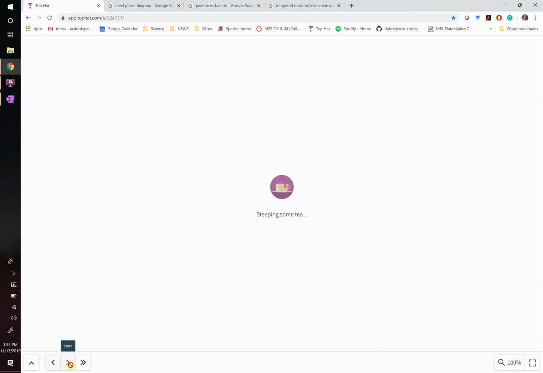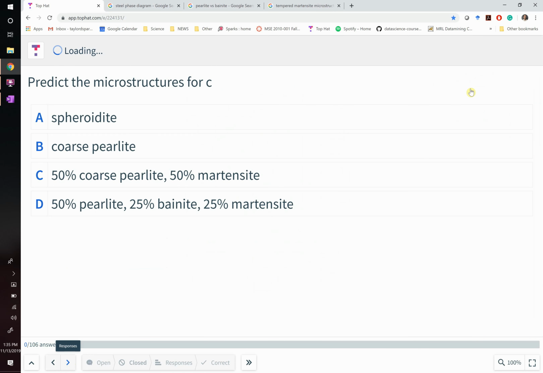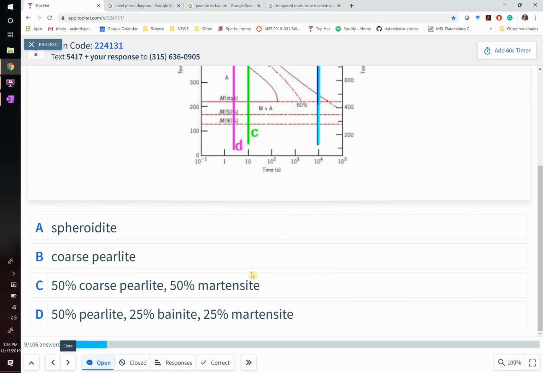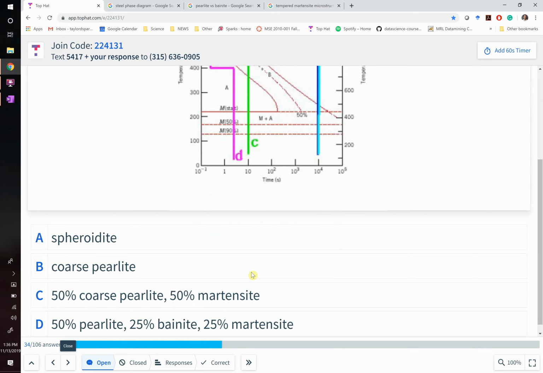How about this next one? Predict the microstructure for C. Okay? C in this diagram, you quench it to 600 degrees. We're in this imaginary world where you can quench things instantly. That doesn't actually exist, but for right now, we're assuming we can. You hold it until 4 or 5 seconds. Then you quench it instantly down to a different temperature, and you hold it for that long, and then you quench it all the way down. What will be the microstructure? Will it be spheroidite, coarse pearlite, a mixture of coarse pearlite and martensite, or a mixture of pearlite, bainite, and martensite?